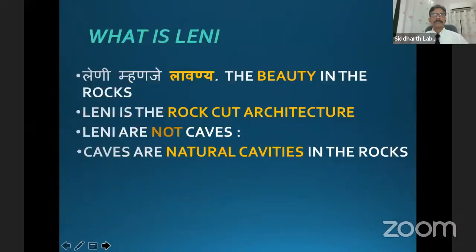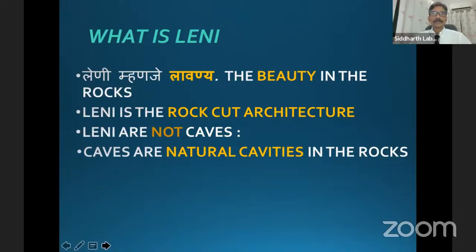Okay. So what is Leni? When you are talking about the Leni, it is Lavanya. In Marathi, it is Lavanya, that is the beauty in the rocks. So Leni is the rock cut architecture, and Leni are not caves. Many times the word is used as rock caves, that is Ajanta caves, Ellora caves, Bedse caves.